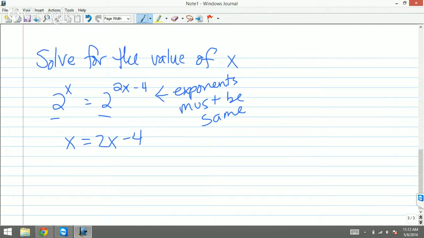x minus 4. The exponents have to be the same. Yeah, 2x minus 4. 2 squared has to equal 2 squared, right? So x equals 2x minus 4. In order for this to work, these have to be the same, right? Because 2 squared equals 2 squared. The base is the same, so the exponents have to be the same for them to be equal to each other. This is a lot easier than you're making it.